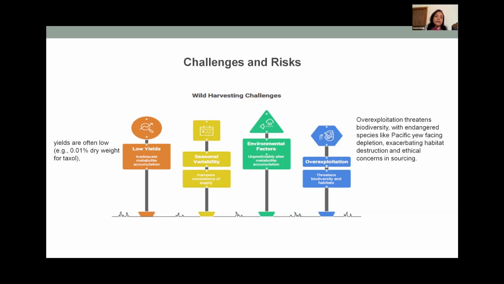As they are produced in something like 0.01% dry weight, for example, Taxol yield, that too after 5 to 6 years. So you can imagine how many plants we have to sacrifice just to obtain 0.01% of this Taxol. And as the demand is rising day by day, the question arises: how do we obtain sustainable production of these compounds, that too with an increased or enhanced amount?